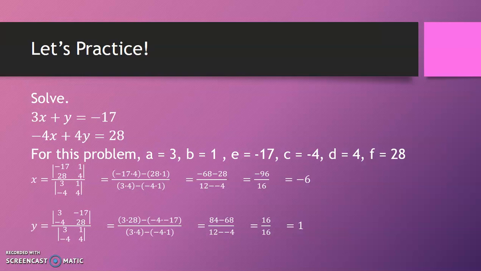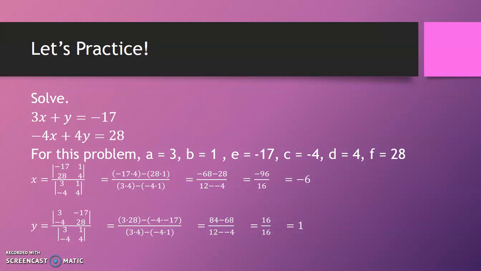The top portion has changed because I pulled different letters down using Cramer's rule again. So I have 3, negative 17, negative 4, 28. The process is the same where we cross multiply and solve. So 3 times 28, negative 4 times negative 17, and we subtract. So on top I have 84 minus 68, which is 16. So I end with 16 divided by 16, which would be equal to 1.